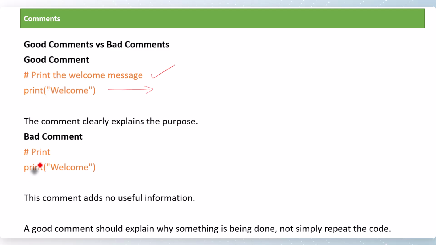But now you see the second example. I am giving a comment, just a print, and here print welcome. You see that this comment is not giving much explanation. We are just saying print. What is the meaning of that? So this comment adds no useful information. Then why do you need to write it? So this is a bad way of writing a comment. A good comment should explain why something is being done, not simply repeat the same thing.